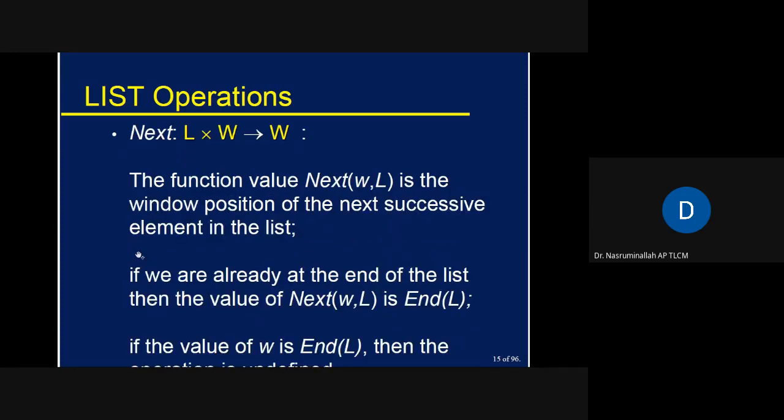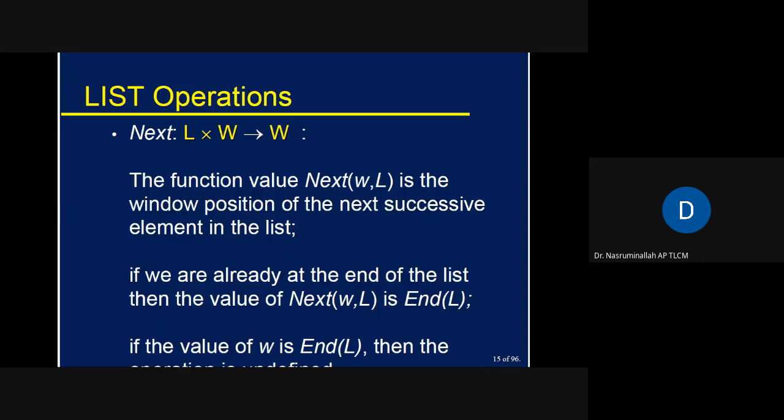Similarly, another operation is the next operation. The next operation simply moves the focus from the existing element to the next element. For this operation, you need to pass the list along with the current window location, or the current location where the existing focus is, and this function will return a window to the next element. The focus will be moved from the existing element to the next element in the list.